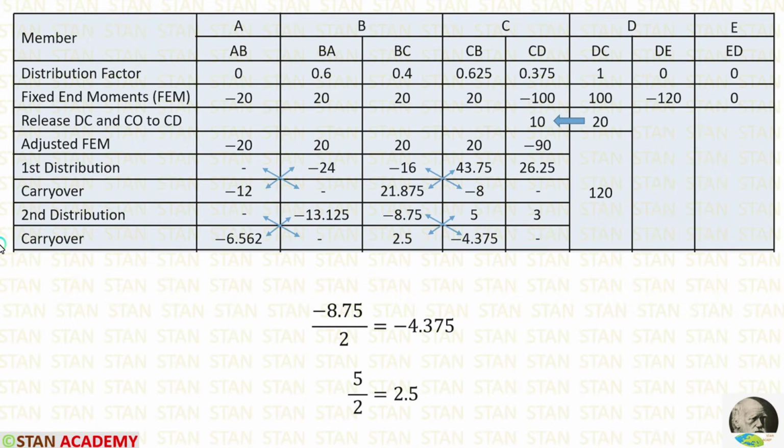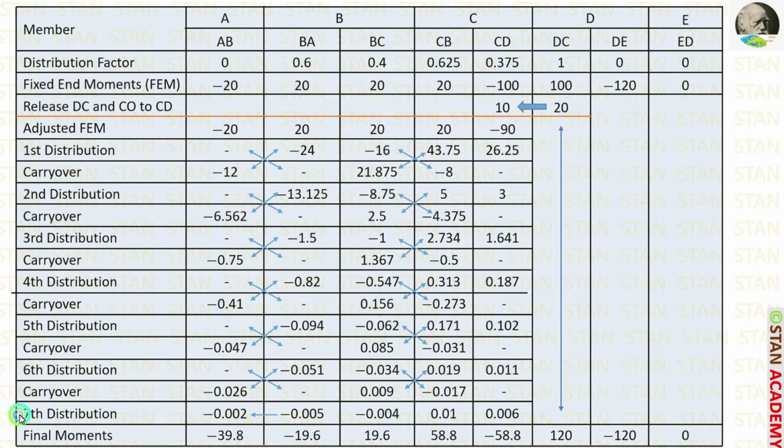In this way, we have to do more distribution and carryover until we are getting smaller values. I have done up to the 7th distribution, but it is not necessary. You can stop around 5th distribution or 6th distribution because we are getting smaller values like 0.094 and 0.062.